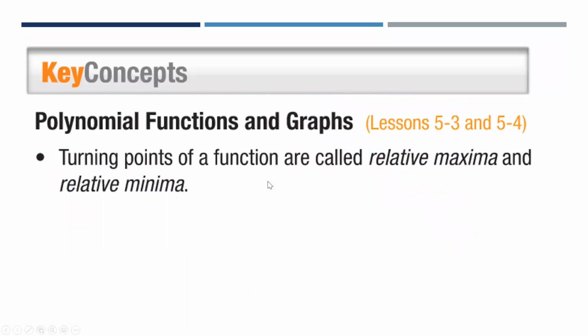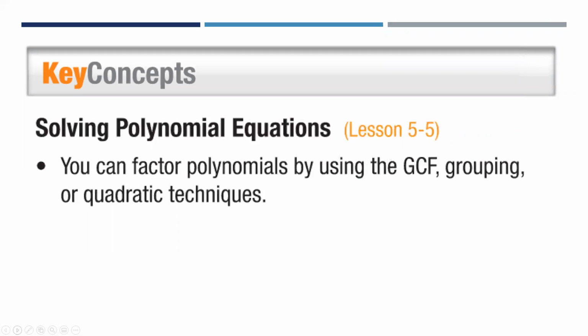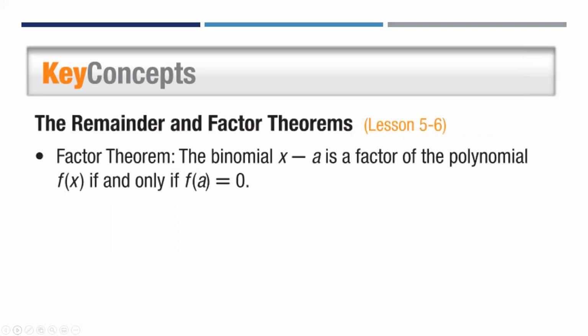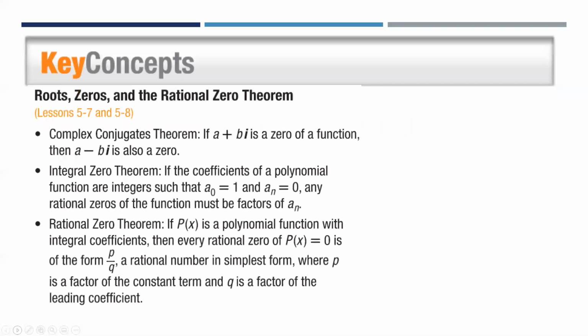Okay, so polynomial functions and graphs. Turning points, key concept here is that turning points of a function are called relative maxima and relative minima. Also, you can factor polynomials by using the various common factor, grouping, or quadratic techniques. And the remainder and factor theorems, the binomial x minus a is a factor of the polynomial f of x if and only if f of a is equal to 0. Okay, so those will come up later. And then these are also more key concepts about roots and zeros and things like that.